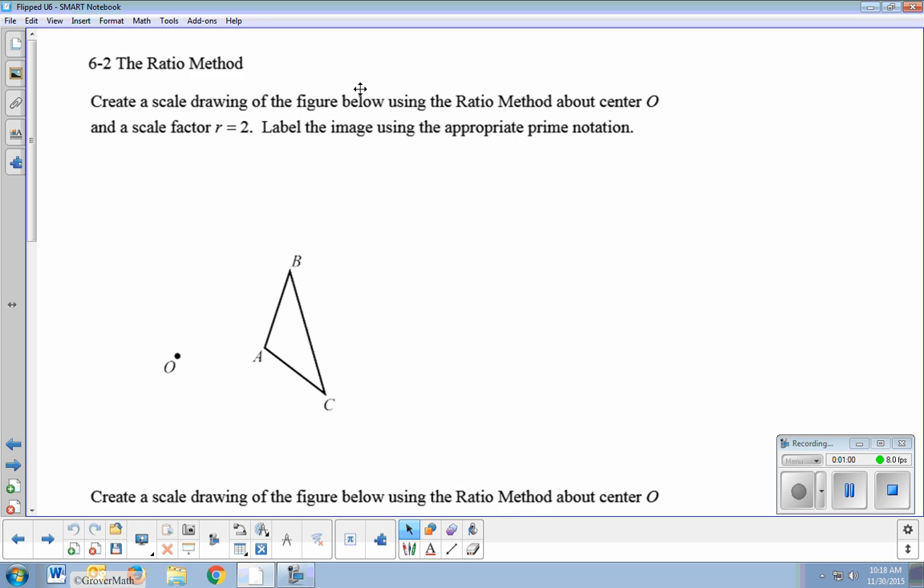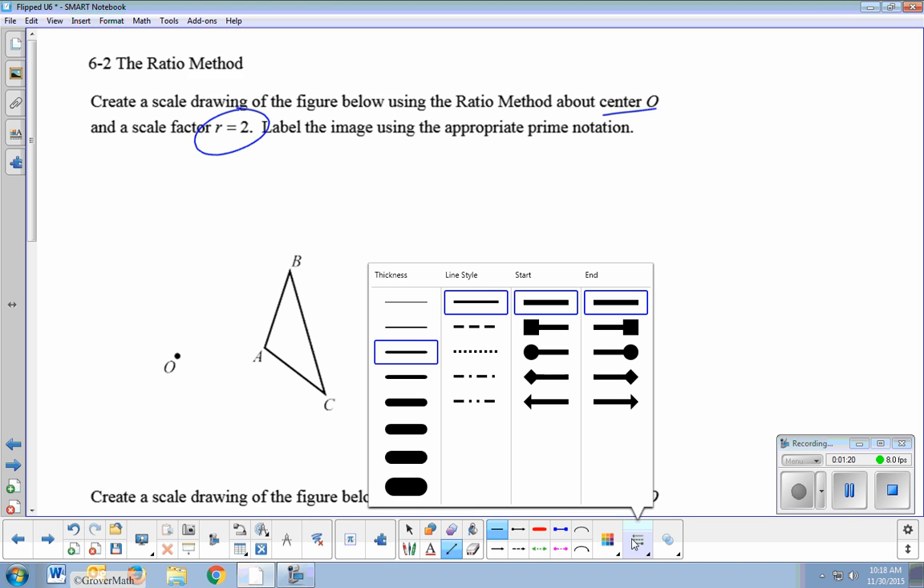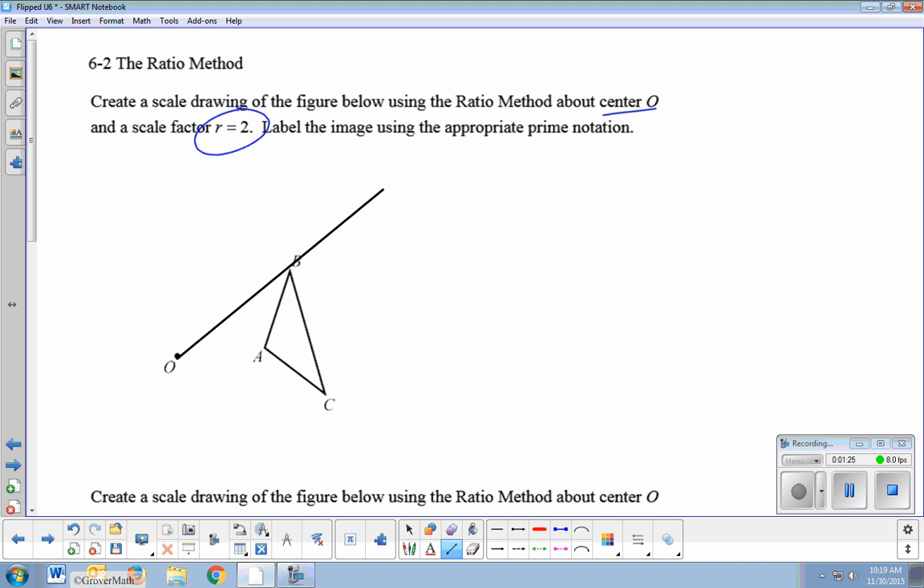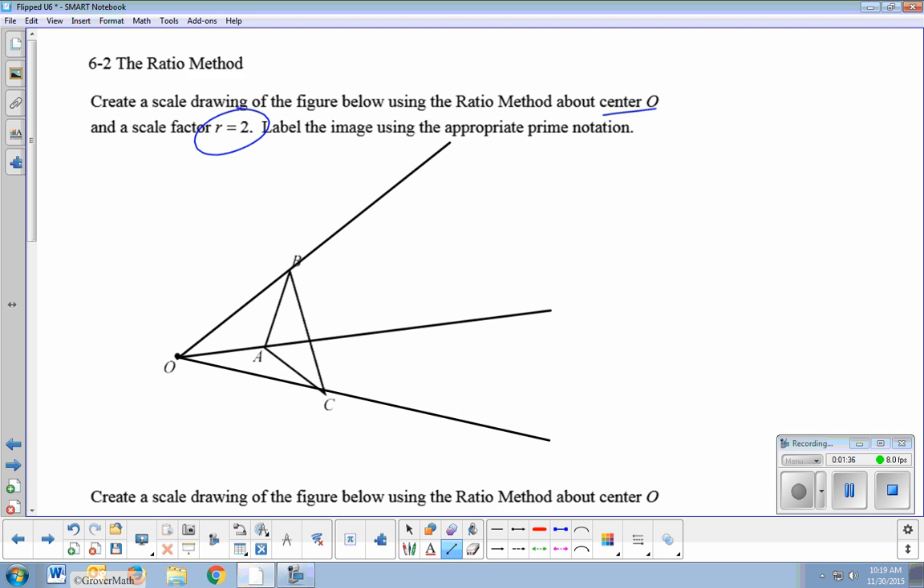So to create a scale drawing of the figure below using the ratio method about center O, the scale factor R equals 2. So this one wants a ratio of 2, so we want twice the size. I want to make a triangle ABC, A prime, B prime, C prime, and I want to make it twice the size using center O. So the first thing that we do is we use our line tool and we draw lines from O to each of our points, but extend it well beyond, more than twice the distance. The reason why I'm doing more than twice the distance is because my ratio is 2. And so I just draw these lines out.